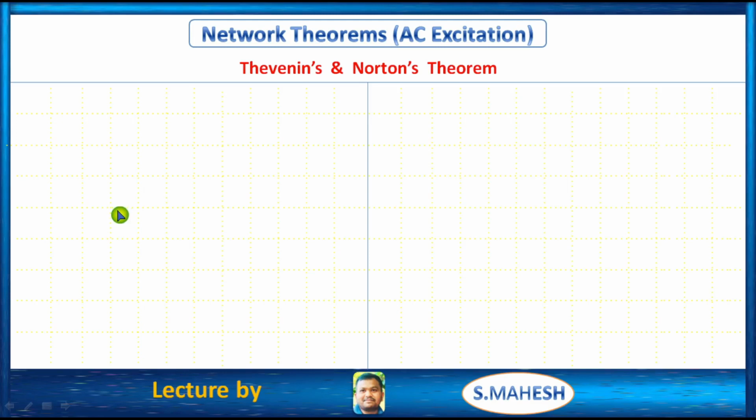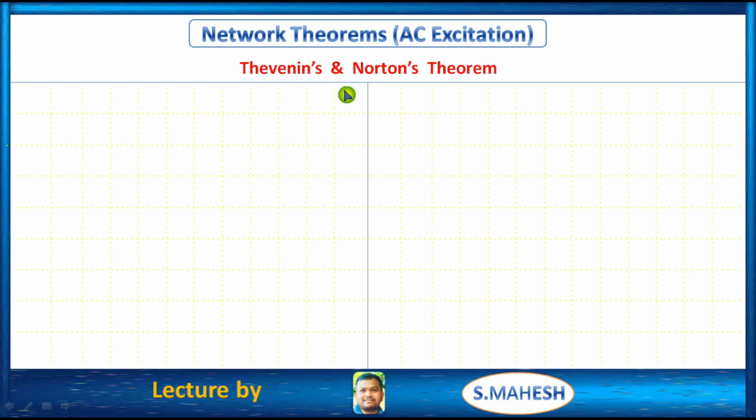Hello everyone, now we have to discuss Thevenin's and Norton's theorem. So why am I considering both the theorems at a time here? If you know the concept of Thevenin's theorem, obviously you will know the concept of Norton's theorem. Why? Because Thevenin's theorem and Norton's theorem are mutually transferable. By using the source transformation technique, we can get Norton's from Thevenin's circuit or Thevenin's from Norton's circuit. So that's why I am considering both the theorems at a time.